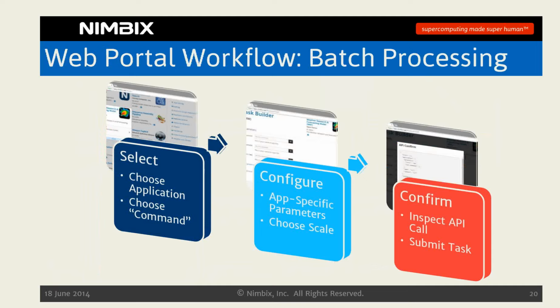The way that you would actually, for example, submit a batch processing job from our portal is first you would choose the application and you would choose the command. So if the application is something that has already been promoted to our public catalog, you don't have to go through an NAE process. You'll actually see the application on the front page. You choose the application, you choose the command, which is the way to interact with it, and of course that's application specific. The second step would be to configure app-specific parameters and choose the scale that you want the application to run on. Finally, you would confirm by inspecting the actual API call and submitting the task. At that point, you can actually copy and paste that API call and submit it at some later date. We give you the convenience of being able to see exactly what's going to be done before we actually do it.